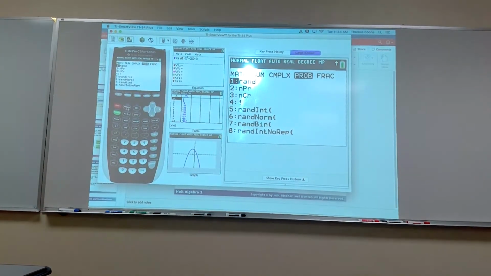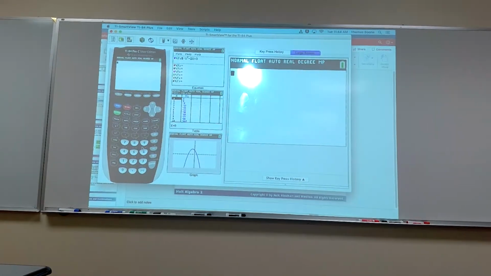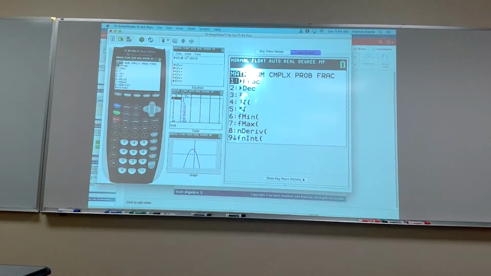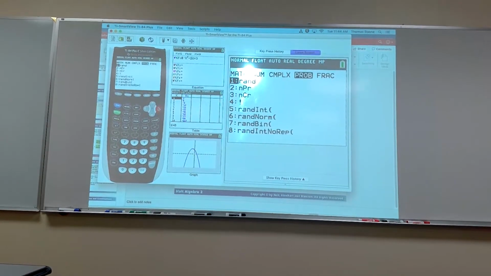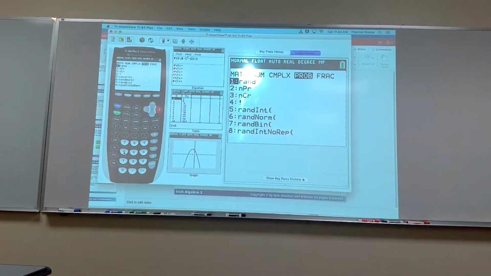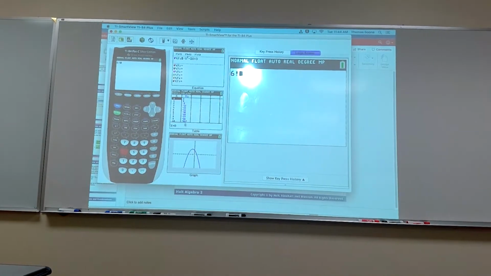All right, so let's just say, like we did before, I want to do 6 factorial. Well, we type in the 6 first, then we go to math, then we go over to probability. Go down, you can either scroll or just hit the number 4. There it is, 6 factorial. Look at that, it gives you 720.